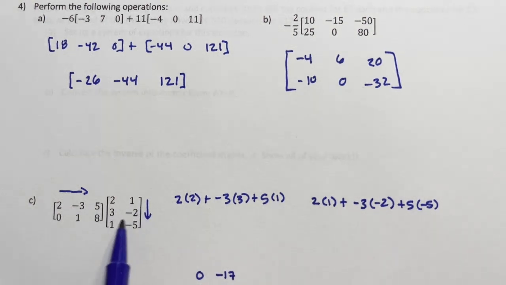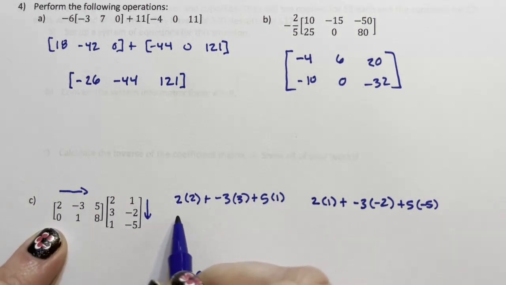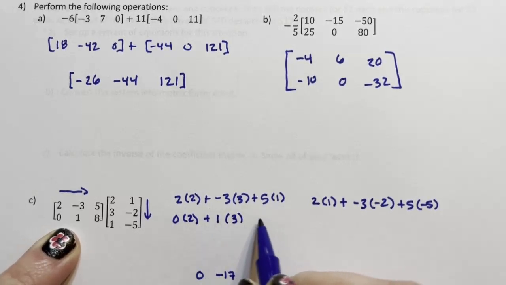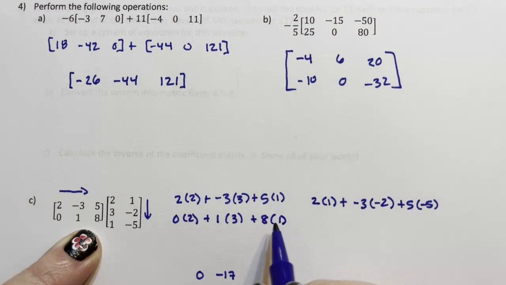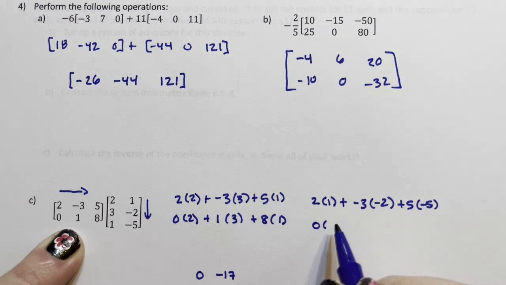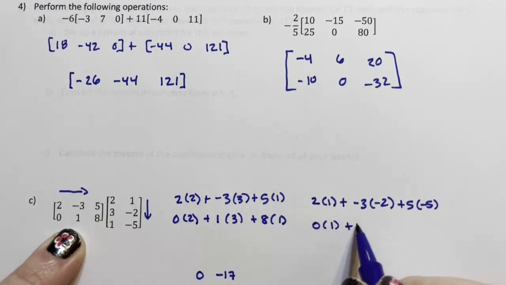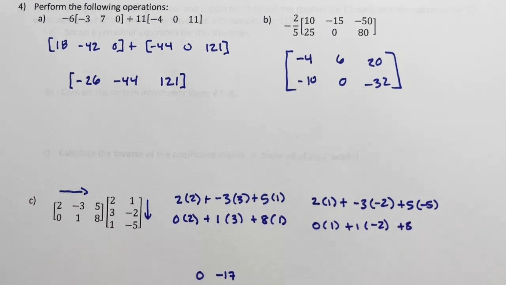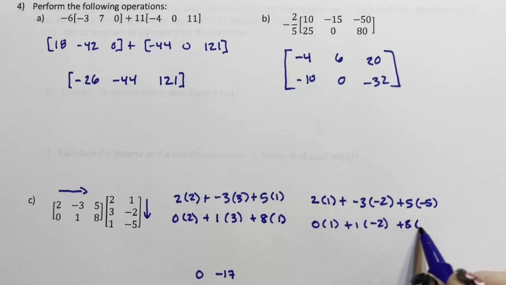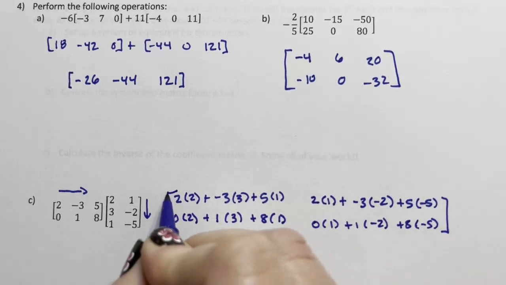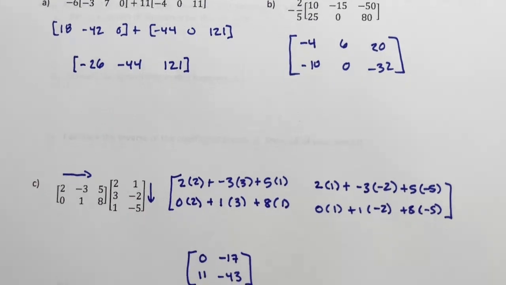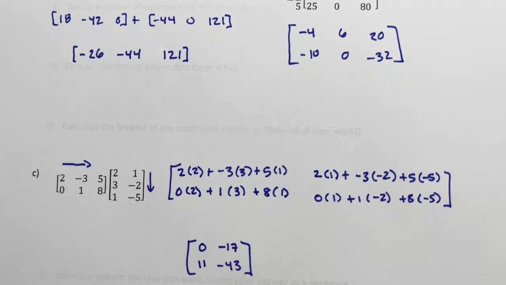Since we've gotten to the end of the columns, we now go to the second row. So 0 times 2 plus 1 times 3 plus 8 times 1. If we do all these calculations, we get 11. And then we do 0 times 1 plus 1 times -2 plus 8 times -5. If we do all of these calculations, we get the last number in the solution matrix. So that's how you do it.